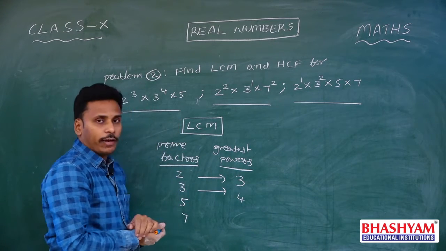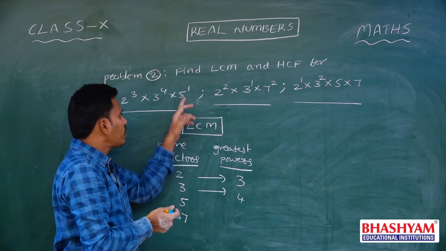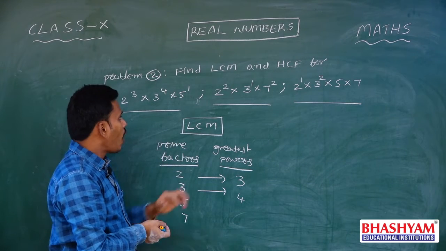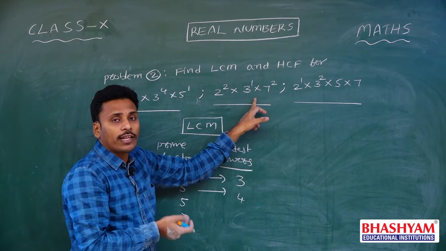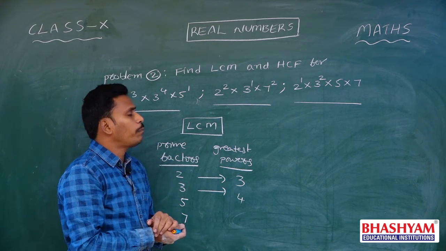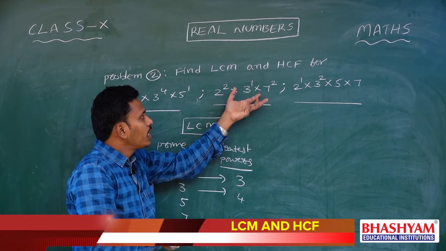Again, coming to 5. Here, 5, power 1 is there. Nothing in the sense, 1 is there as a power for 5. And in this number, 5 is not involved. So, since 5 is not involved, you need not bother about the power of that 5. Right? Or you may treat this number like this.